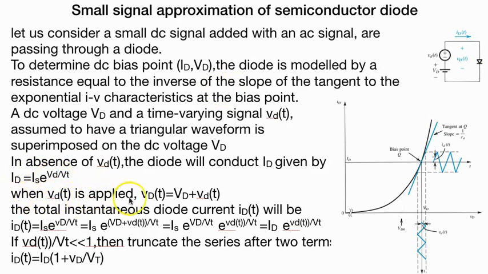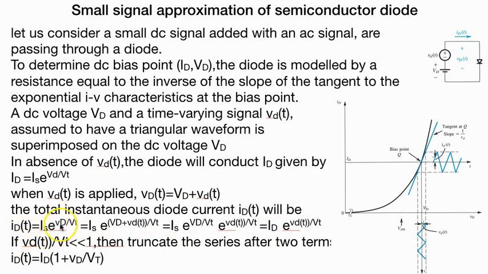Where VD(t) is applied, then the voltage is VD plus VD(t). That means both the signals are present. Now, we add these signals in the power part of the exponential, and we get this, that you can say is the time varying diode current.